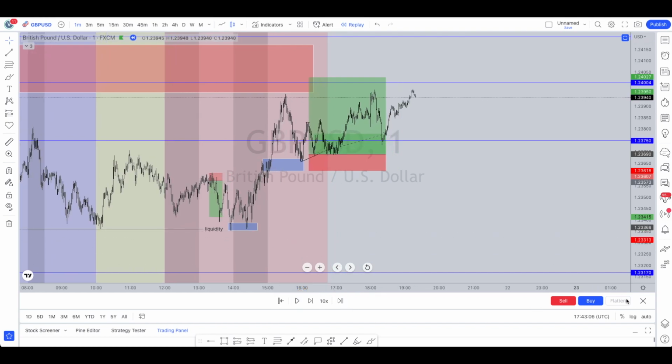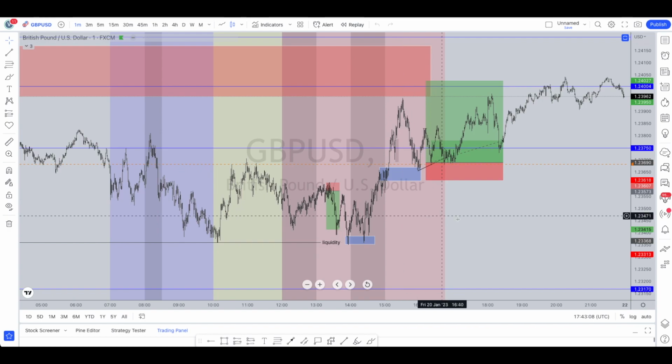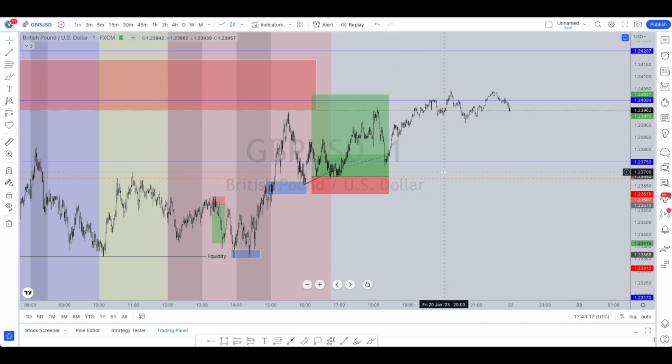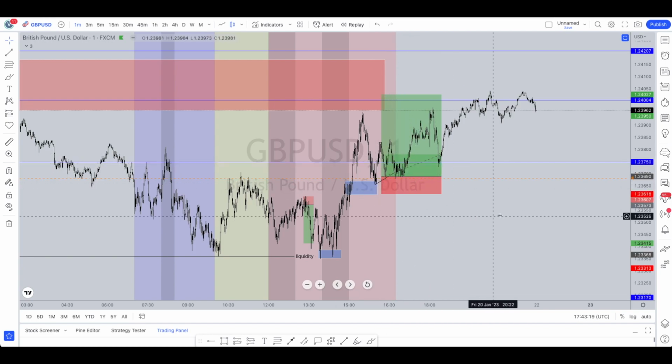So as you can see, if I get out of the replay mode, we'll see how it ends up. It does look to travel and take out this area here. So another 1 to 4 floating, of which I banked around 2%. So it's pretty nice to end the week with a little win like that.